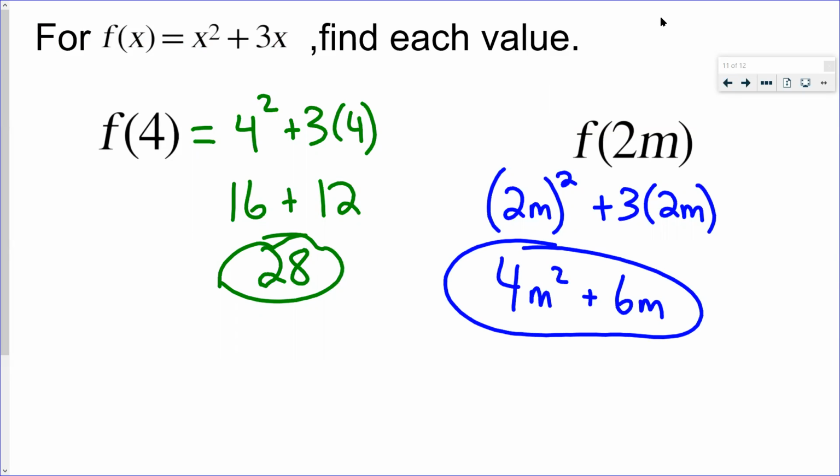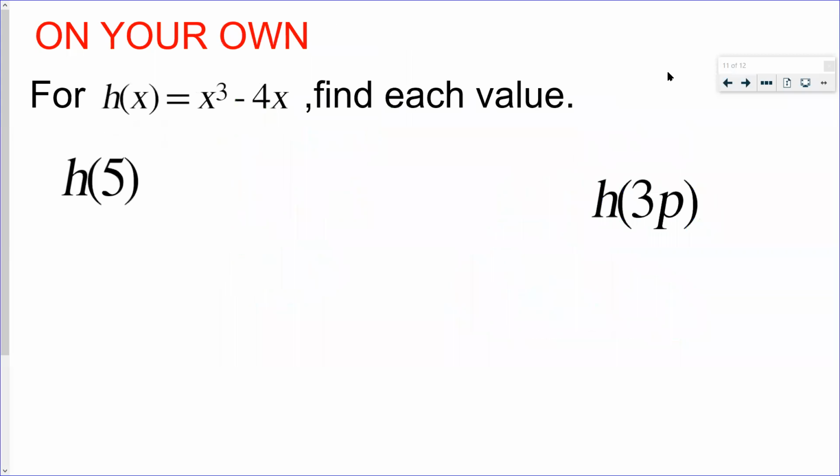All right, so hopefully you got that. If you didn't, you put a little star by this one. All we're doing, remember, anytime we see this function notation, all we're doing is we're substituting. We're taking whatever it tells us to input and placing it in for the variable.